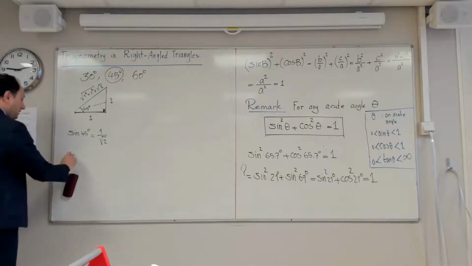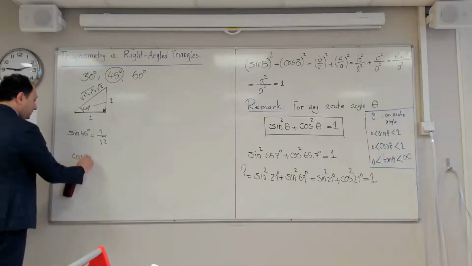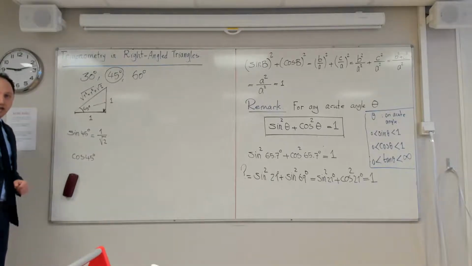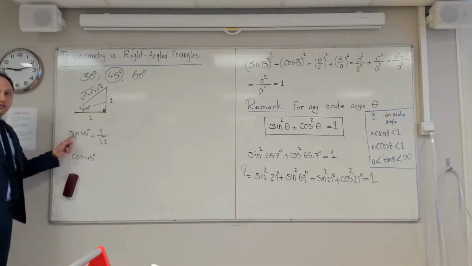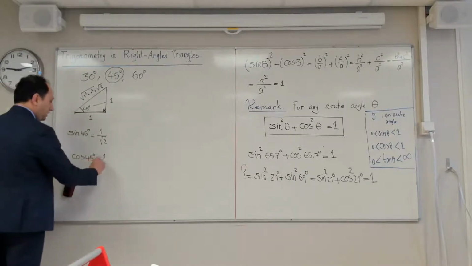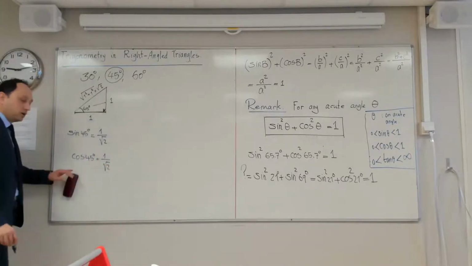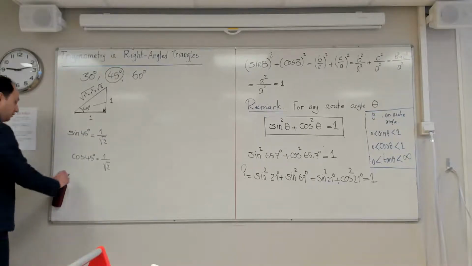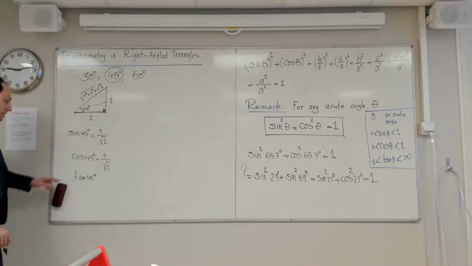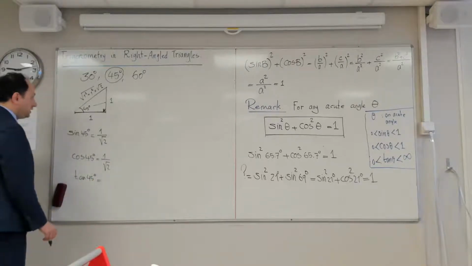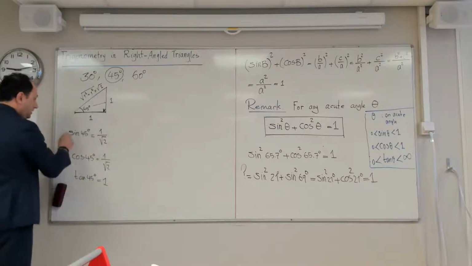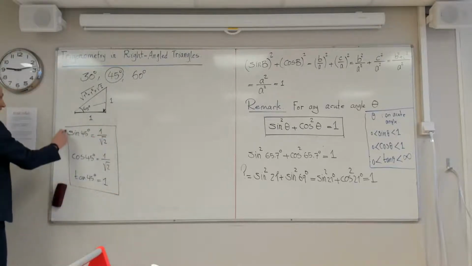And then the same story for cosine of 45. By the way, 45 and 45 are complementary angles, so the sine of one of them is equal to the cosine of the other one. So I don't need to calculate anything at all. It is also 1 over square root of 2. And then what is tangent of 45? Tangent of 45 is the opposite side divided by the adjacent side, which is 1. So these are the exact numbers that we get.